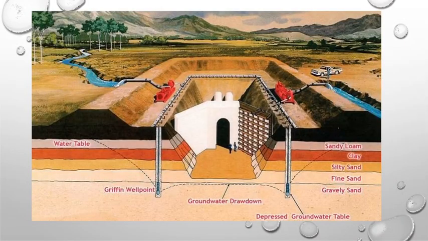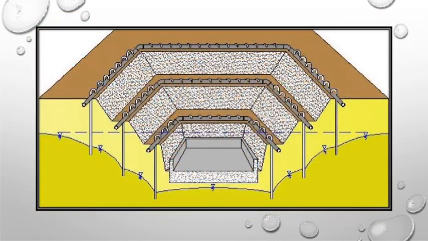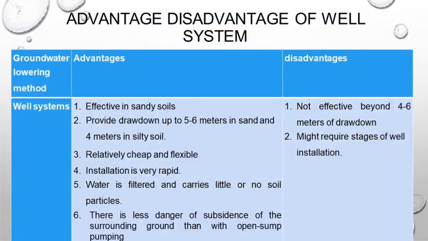So this is the well system for excavation for the dewatering purpose. Okay, so these are the wells. What are the advantages of this well system? This well system is effective in sandy soil, which provides drawdown up to 5 to 6 meters in sand and 4 meters in silty soil.